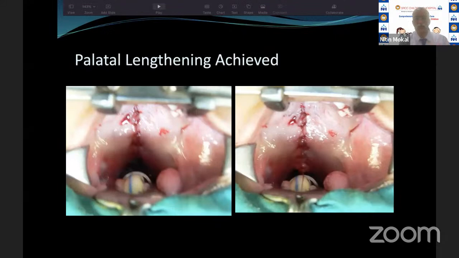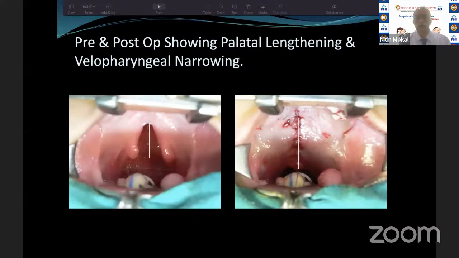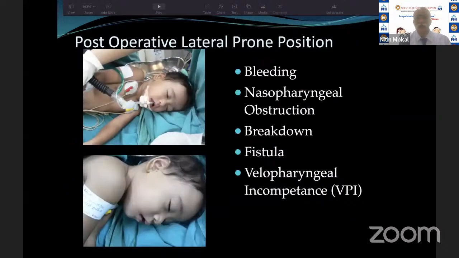This is the picture pre-op and post-op, where you can see not only the lateral narrowing of the nasopharynx, but also a lengthening of the soft palate, which helps in good speech. This is a pre-op, where there is a widened nasopharynx, and after the repair it lengthens very nicely. It is very important that these patients post-operatively be kept in the lateral prone position. We should avoid bleeding and do a thorough, good coagulation. Sometimes patients do develop a breakdown with fistula formation, and because of the scarring and shortening, we develop velopharyngeal incompetence, which can be treated later on.